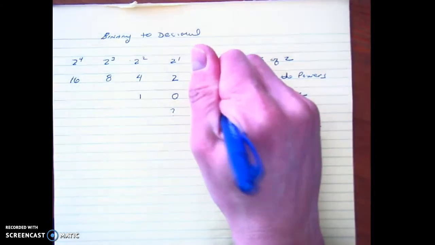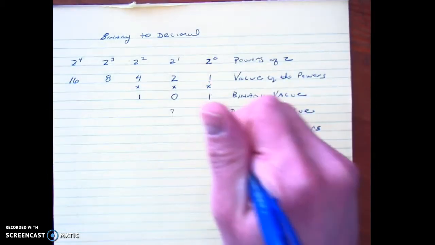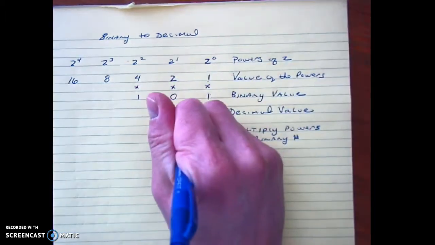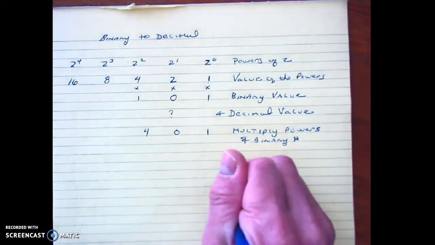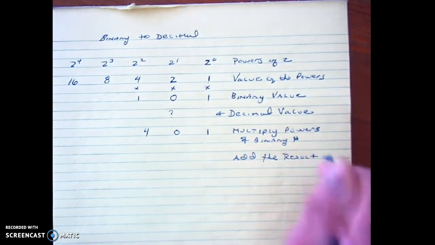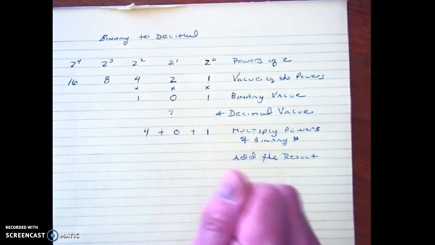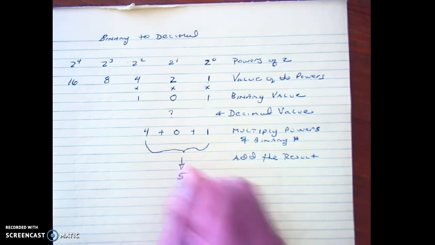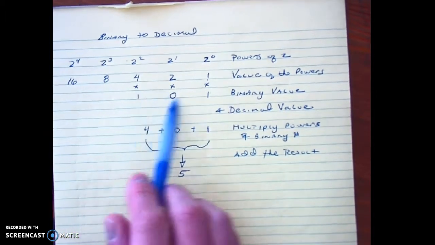So I'll put a multiplication right here. 1 times 1 becomes a 1. 2 times 0 is a 0, and 4 times 1 is a 4. Now what we have to do is add the result. So if we put an add symbol over here, we have 4 plus 0 plus 1, throw it down there, and it is 5. 4 plus 0 plus 1 is 5. And it is correct. 101 is 5.